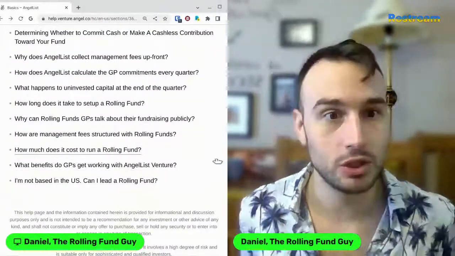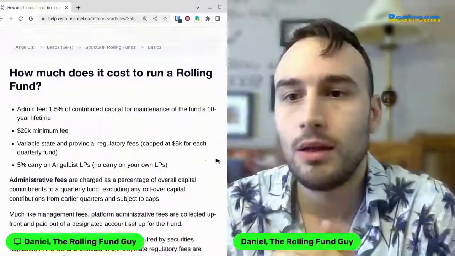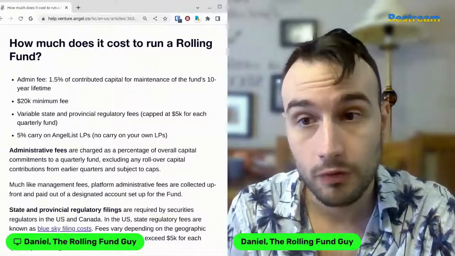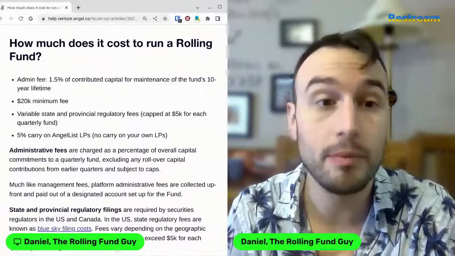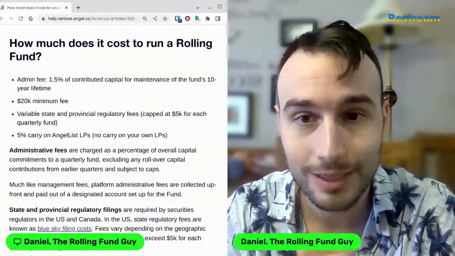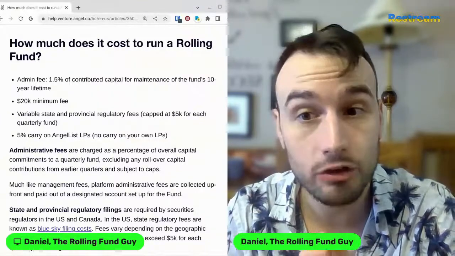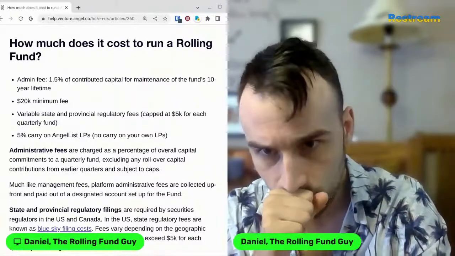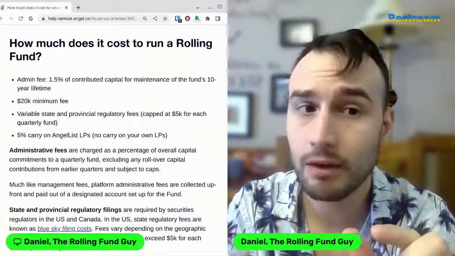How much does it cost to run a rolling fund? Now we're getting into the meaty questions. Admin fee: 1.5% of contributed capital for maintenance of the fund's 10-year lifetime. $20K minimum fee, variable state and provincial regulatory fees capped at $5K for each quarterly fund, 5% carry on AngelList LPs, no carry on your own LPs. So if you bring your own partners in outside of AngelList's network.